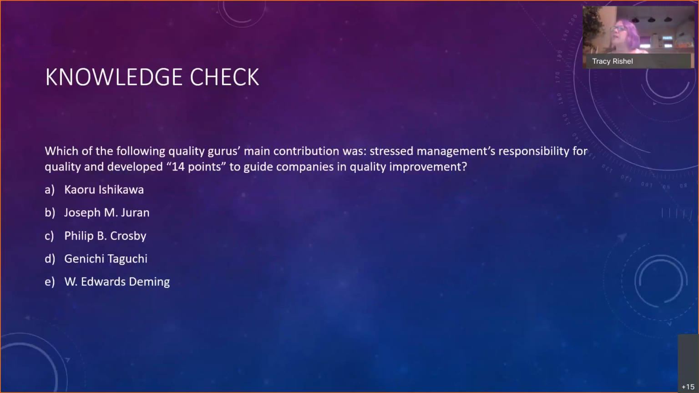I'm going to have a little knowledge check here for you. I'm going to give you a couple minutes to think about this. Well, maybe not a couple minutes, but a little bit of time. Which of the following quality gurus' main contribution was that he stressed management's responsibility for quality and developed 14 points to guide companies in quality improvement? Was that Ishikawa, Juran, Crosby, Taguchi, or Deming? So think about that. And who do you think that was?